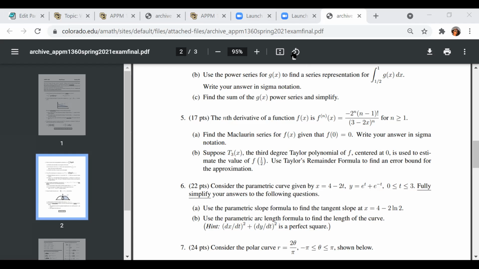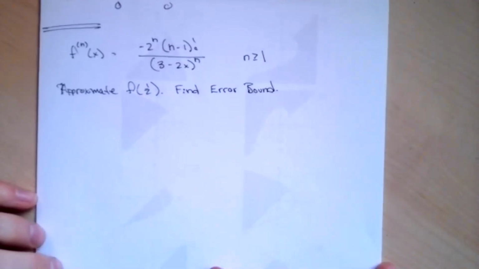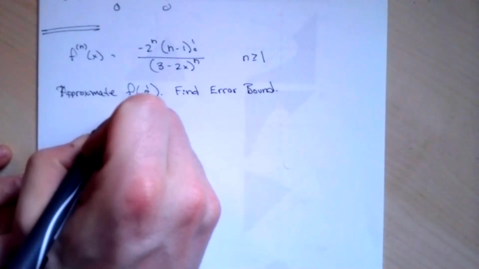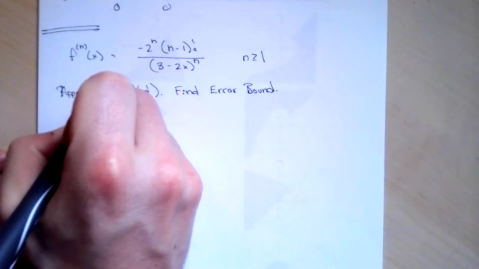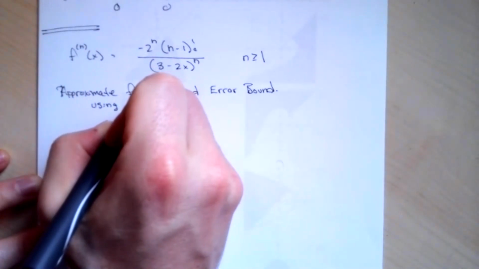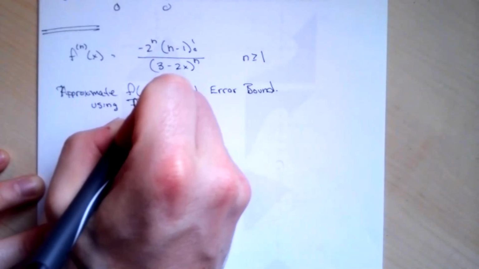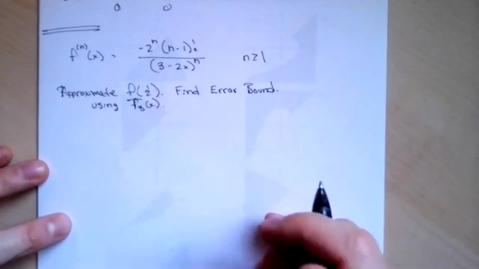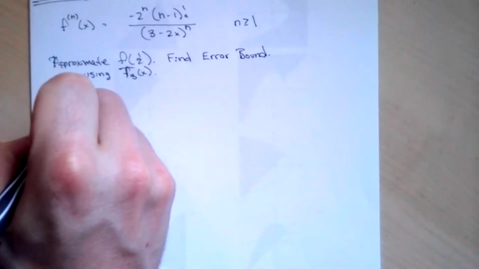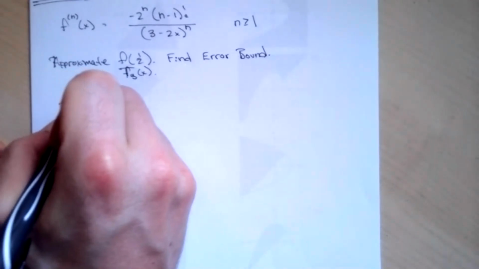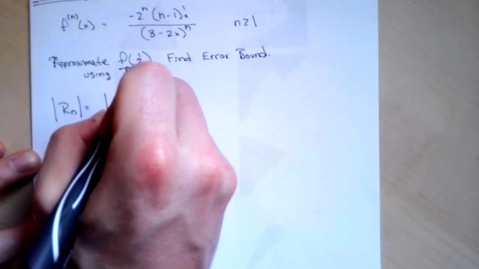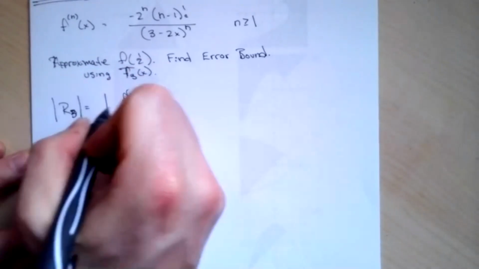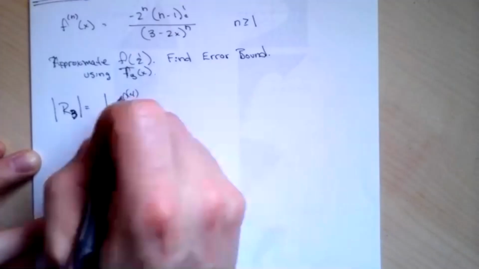Okay. And I didn't write it down, but we were using the third Taylor polynomial. So the error formula is going to be the absolute value of the fourth derivative. I guess we should say the error bound for the third Taylor polynomial.